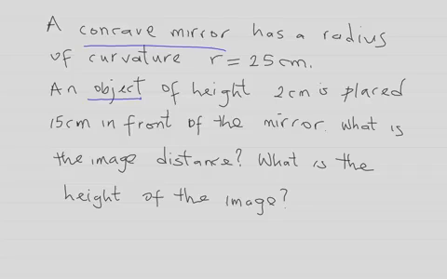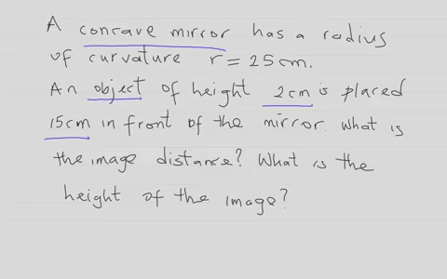Now an object of height. So that object has a height of 2 centimeters. That object is placed 15 centimeters in front of the mirror. That means the object has this height and the object distance is 15 centimeters in front of the mirror, and the mirror is the concave mirror.